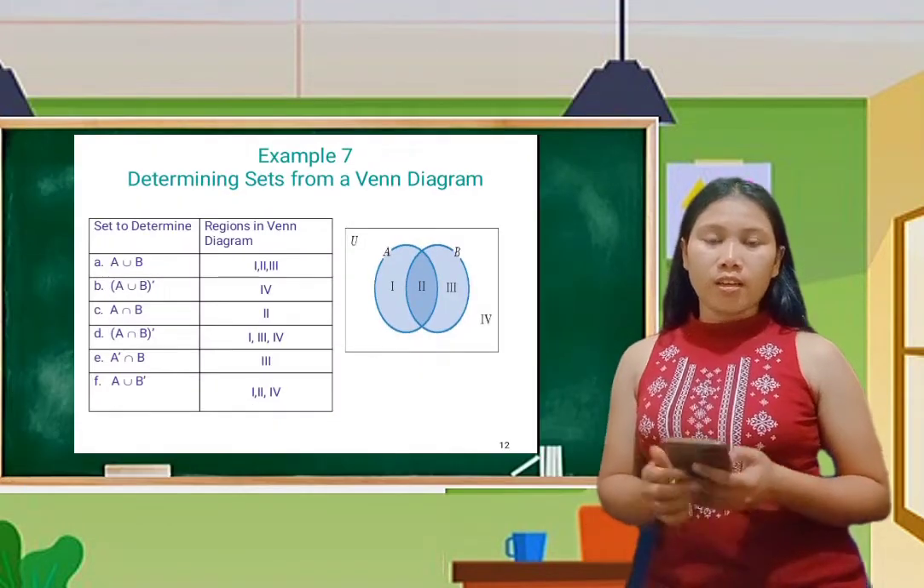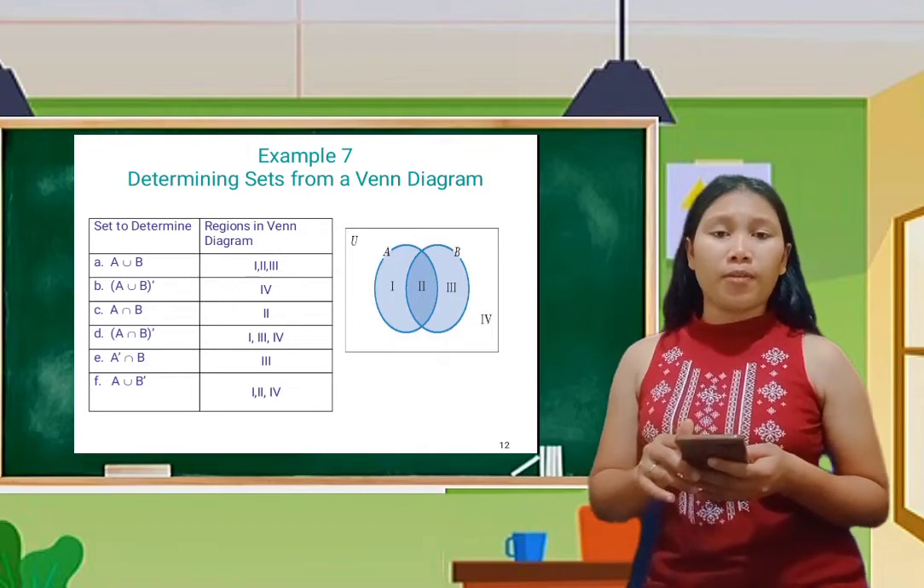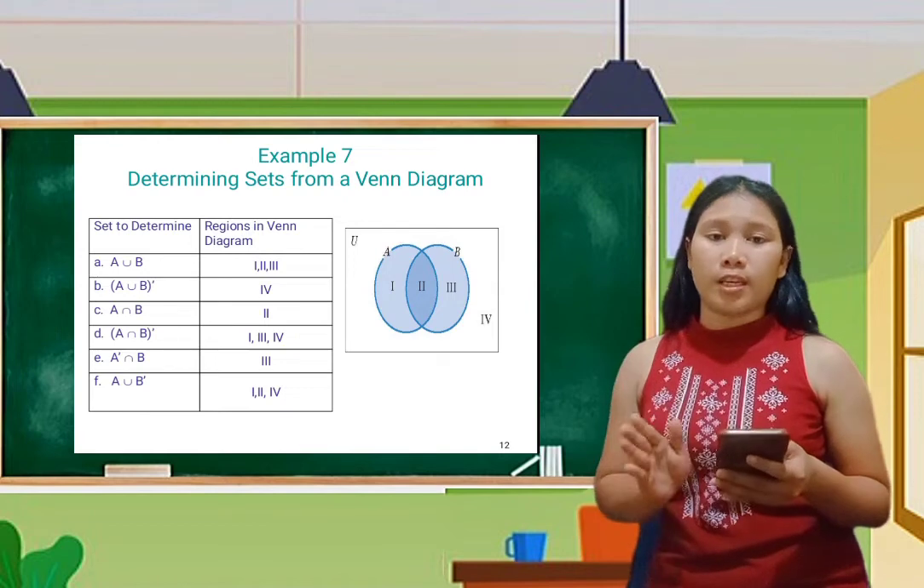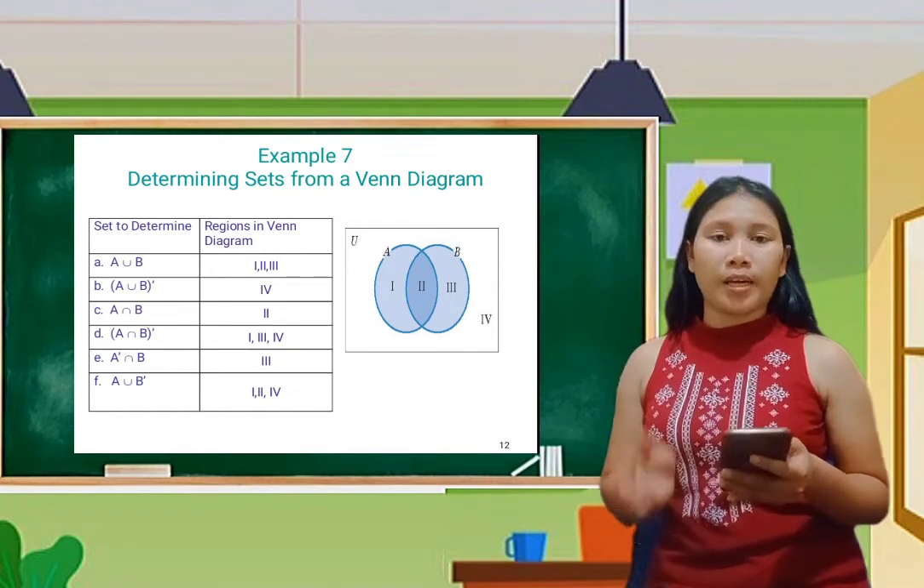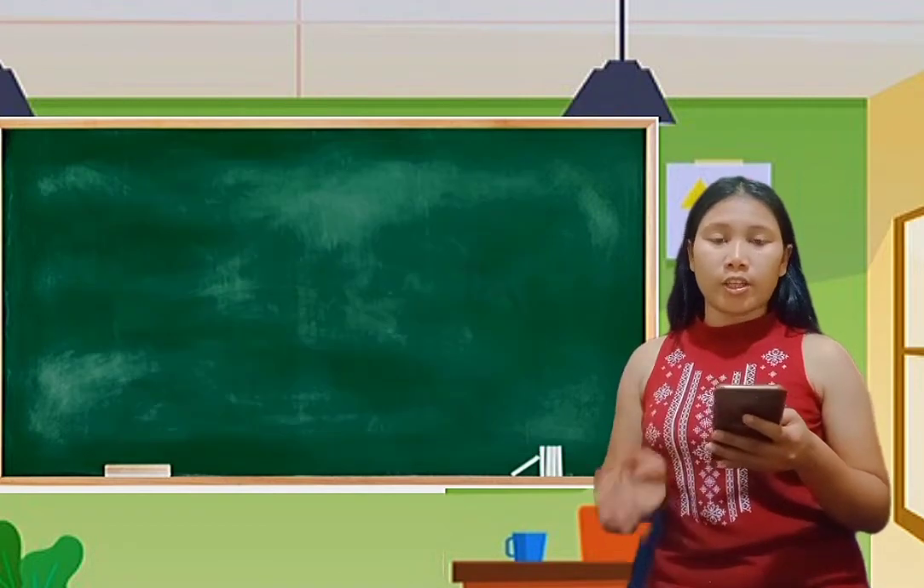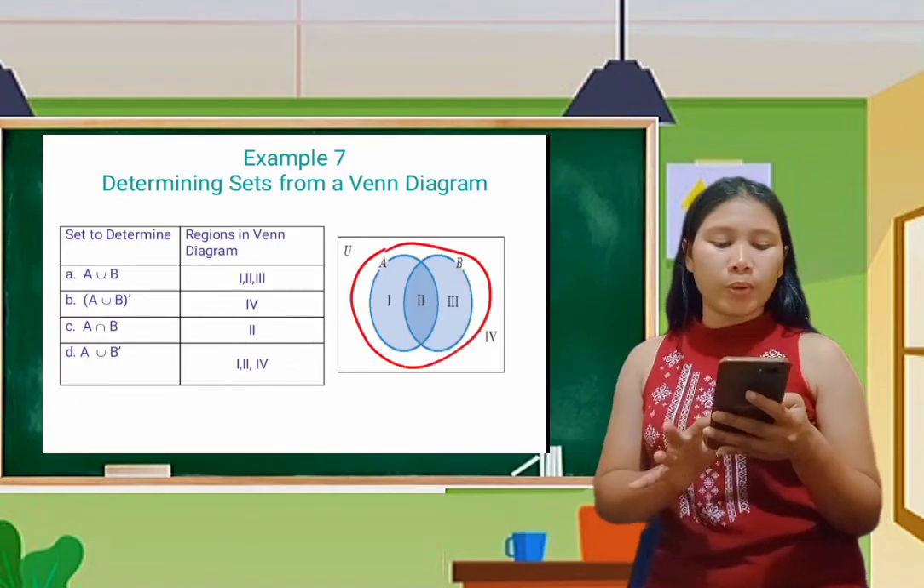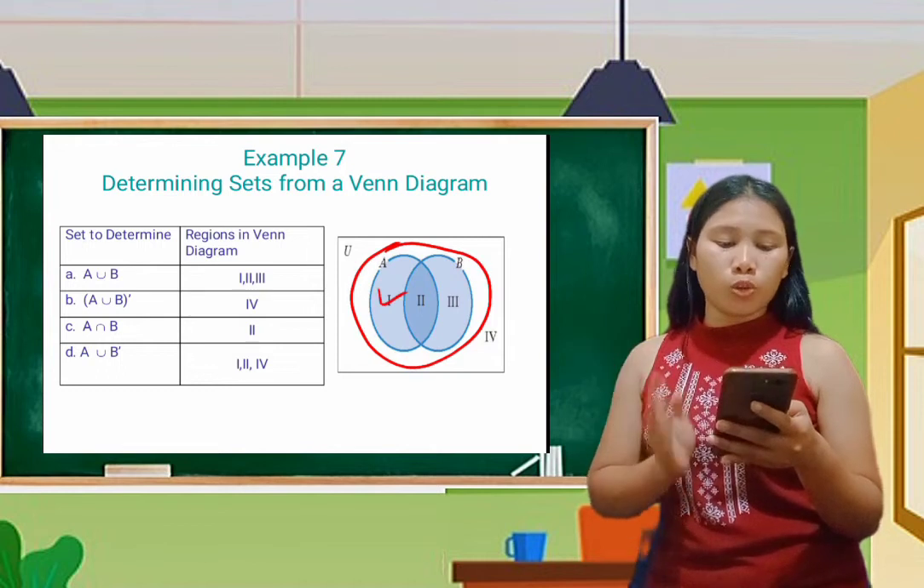Next slide: determine sets from a Venn diagram. This is the figure of the Venn diagram that we need to answer now, and this is the last part of my video presentation. Letter A, what is A union B? A union B is the 1, 2, 3 regions.